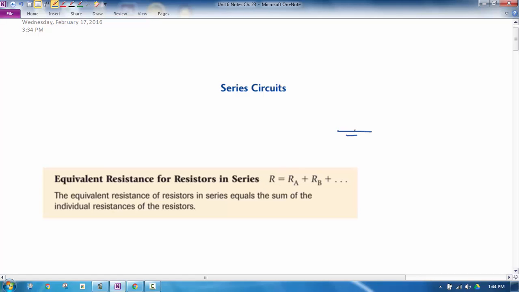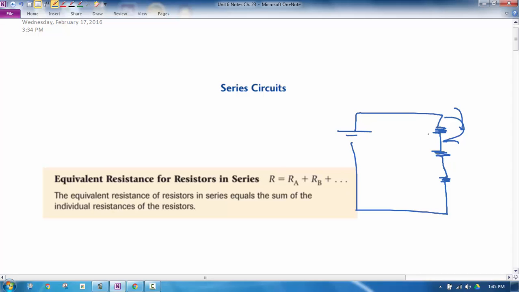So keep in mind that series is when you're hooking resistors or elements of the circuit, which we can a lot of times just look at as resistors, like a light bulb, for example. When we hook those up, we hook them up like this, where all the current has to go through each one. We'll look at some examples and we'll determine what happens basically with the voltage drop across each circuit. All the current is going to be the same through all of them, we'll establish.